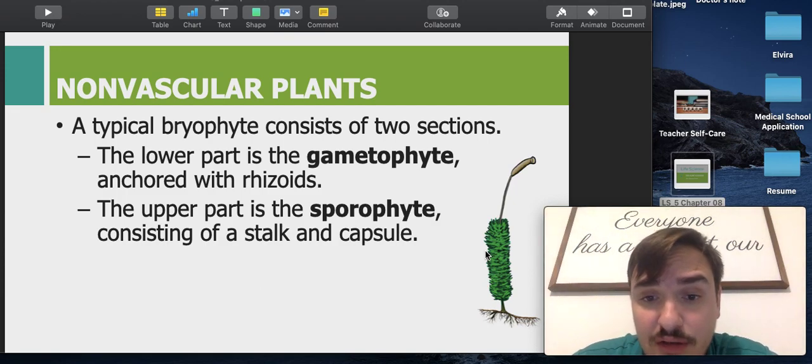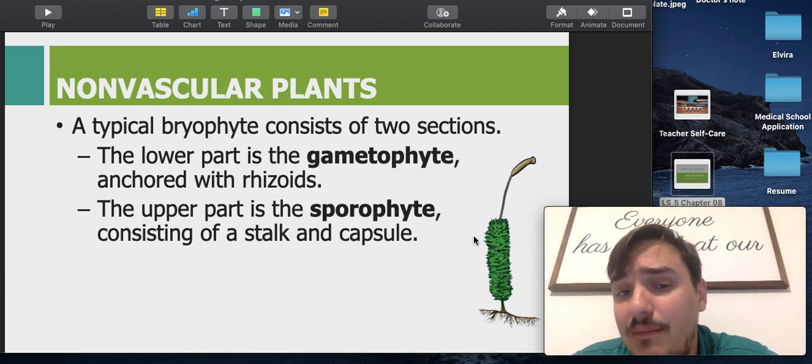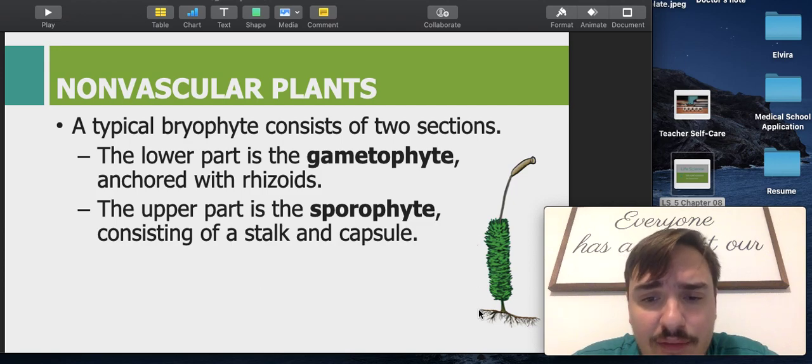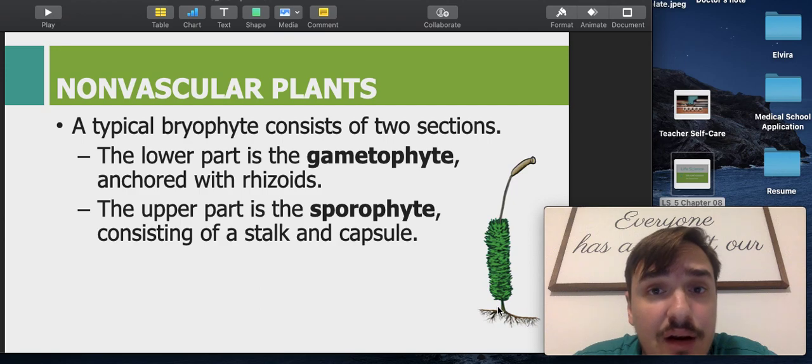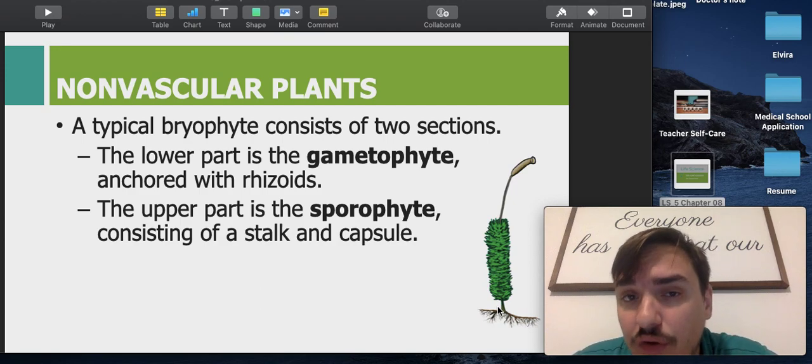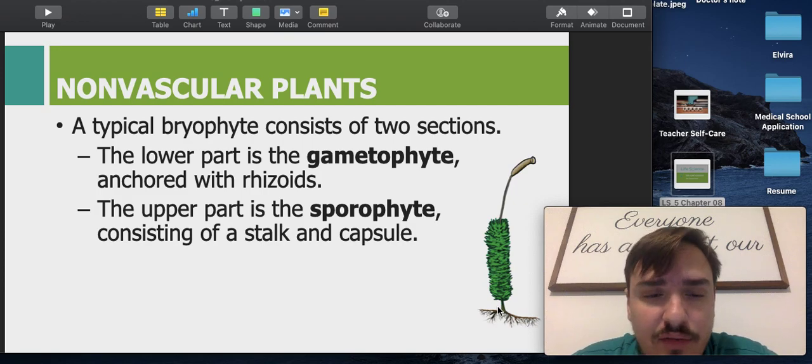So most non-vascular plants spend a majority of their lifespan in the gametophyte stage, and they're going to have these rhizoids, which are root-like structures. They're not actually roots because they're not used for the absorption of nutrients. They're just used for anchoring. So they're going to use those to hold on to things like rocks and stuff like that.